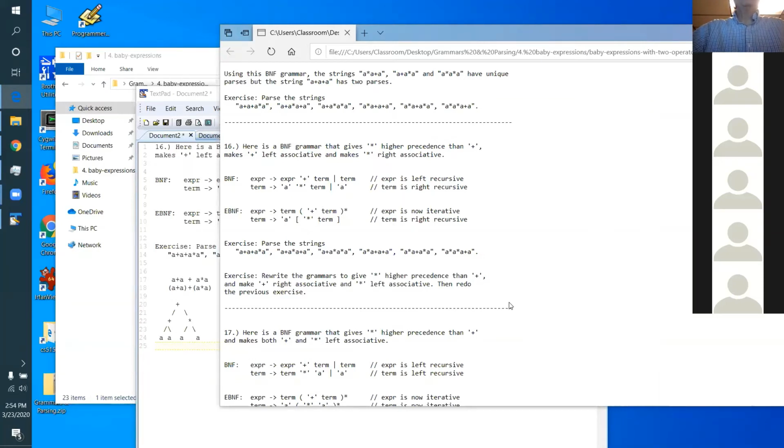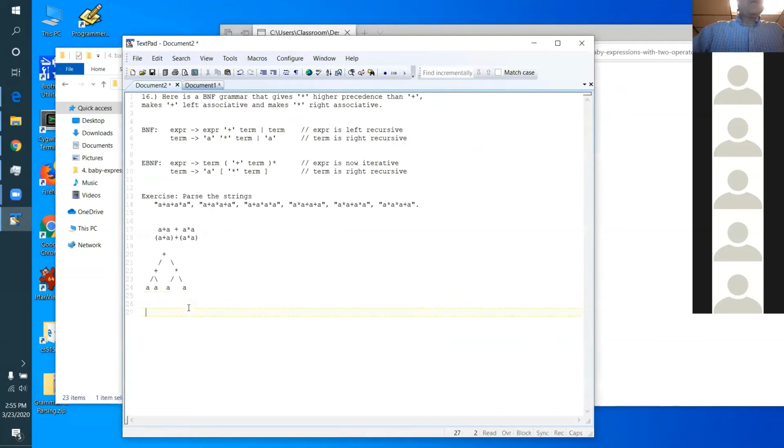Okay, let's see. Should we do another one? Let's try doing this one. Let's parse this one. First, if we parse it the easy way, we use parentheses. We know that the multiplication has higher precedence, so we would group those two together, and we group those two together. And then there's the plus in between. So it's pretty easy to see how that's going to parse.